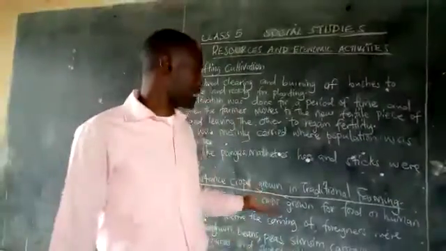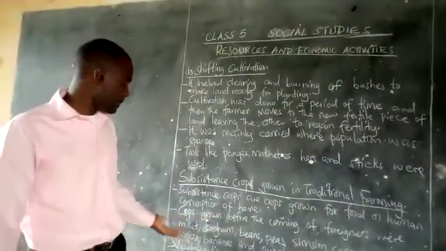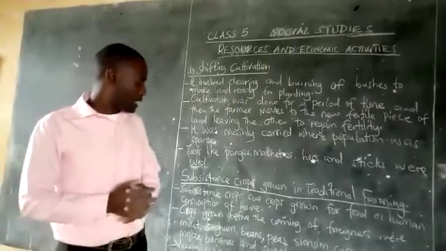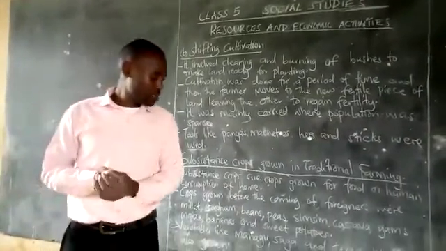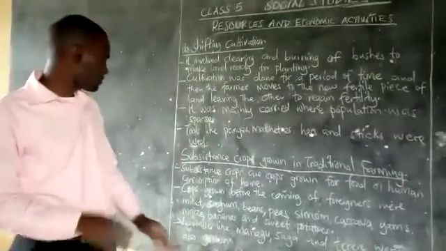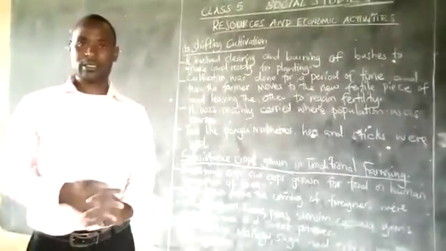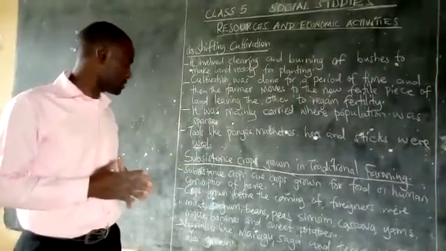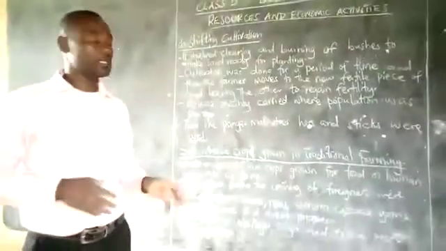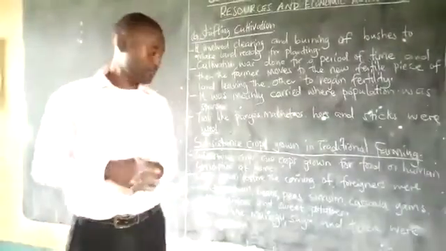Examples of such crops that were grown are millet, sorghum, beans, peas, simsim. We also have cassava, yams, maize, bananas, and sweet potatoes. These were the major traditional crops that were grown during traditional farming.